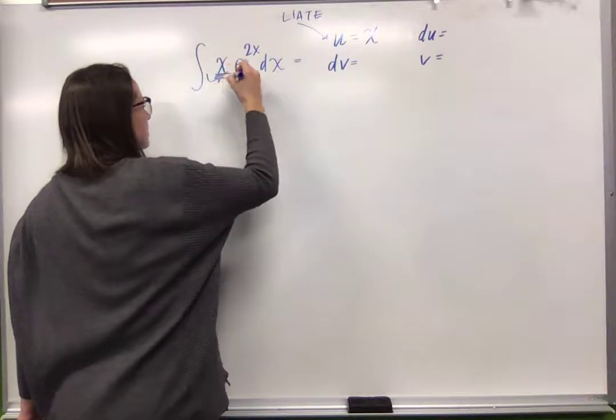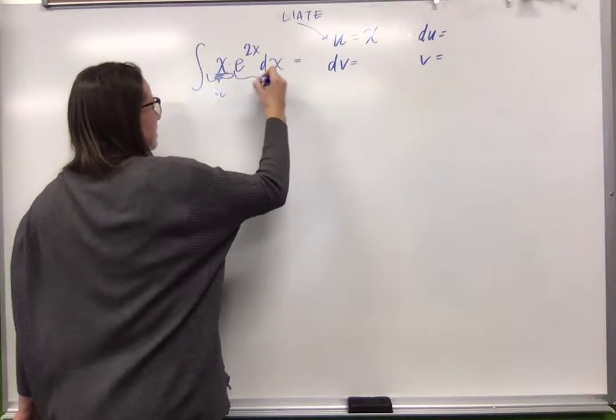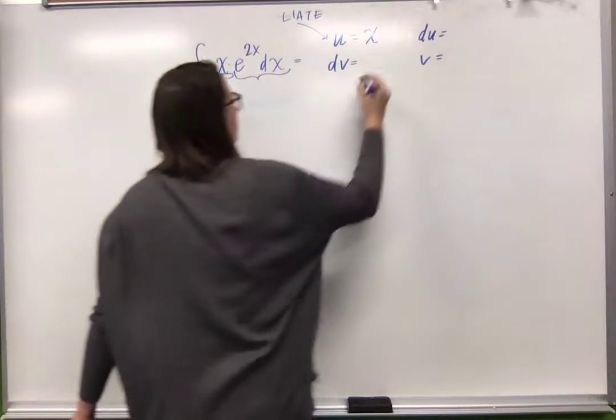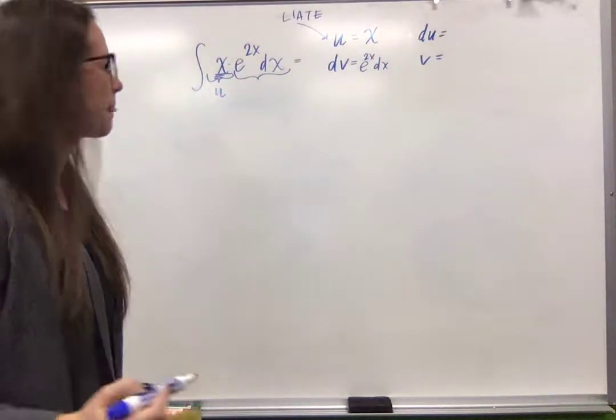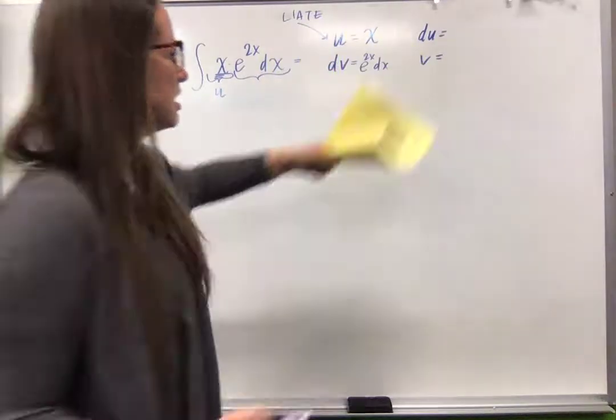So if this little piece is u, then dv has to be the rest of this. So dv will be e to the 2x dx. Has to take up the whole thing. All right, if u is x, then du is 1.